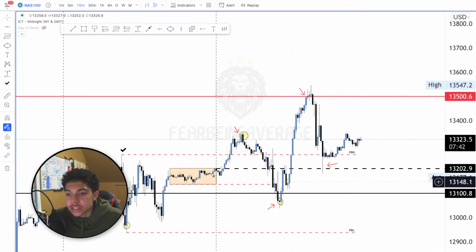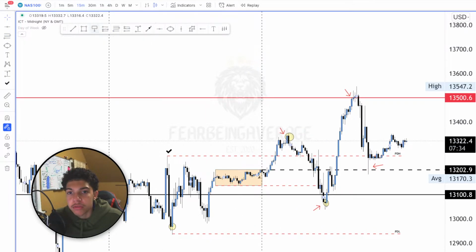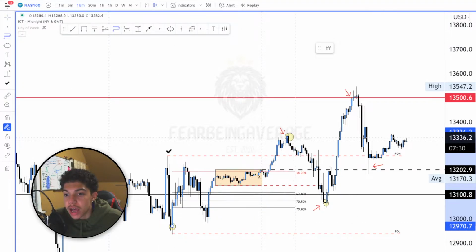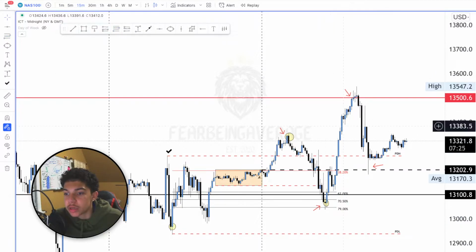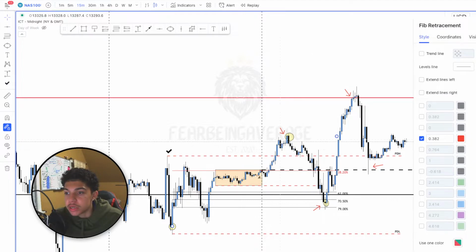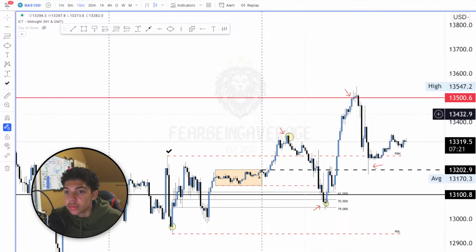So why is this low important? Because, for one, this is the low of the day. And also, if you pull a fib from this low, from yesterday's previous day's low, to this high, and pull it over, you see that we had this retracement in here. So this is going to be an important factor. And where did we draw the fib from? From the previous day's low to this current high that we had made during early New York session.